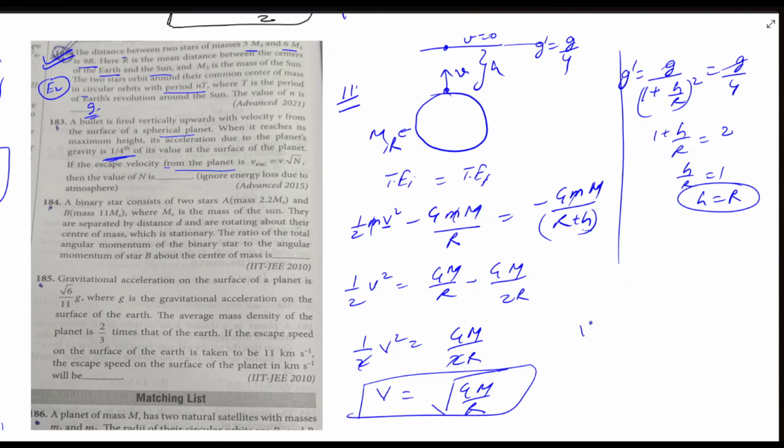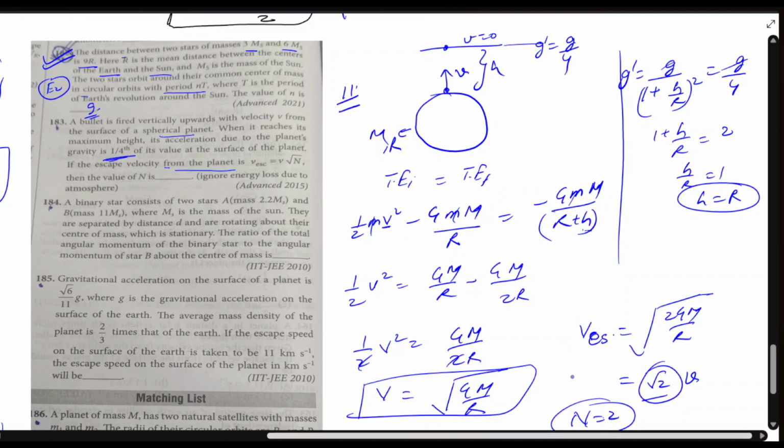Okay, and we know the escape velocity is root 2 GM by r, right? So if you put those values, this will be equal to root 2 times v. So we have n as, okay, if you put this equation it will come out to be 2. So again, quite an easy question, right? Let's move on to our next question.